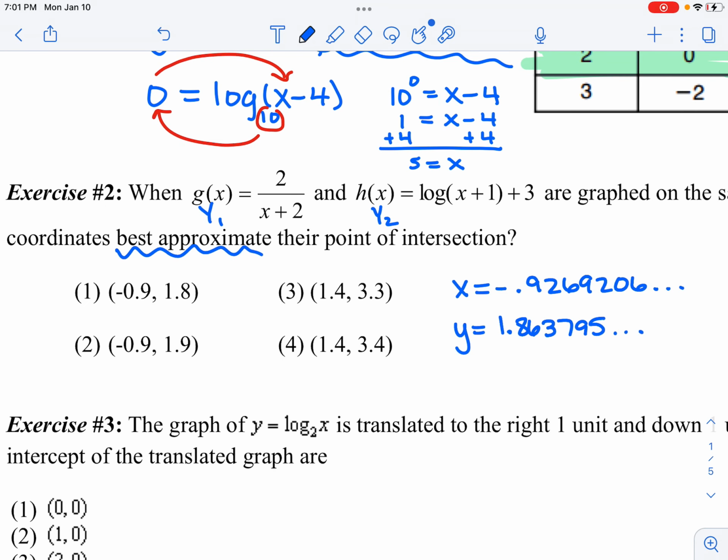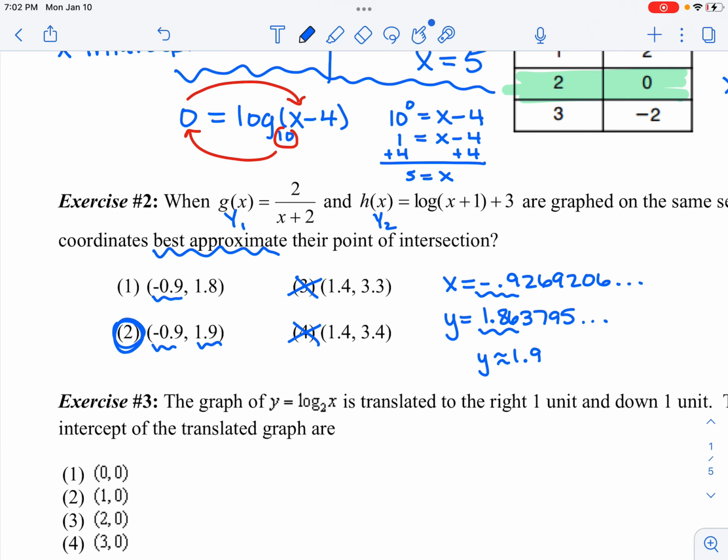So obviously all of these choices are slightly rounded. When I look at choice 3 and 4, they do not have the correct values. So let's get rid of those. Choice 1 and 2 both look close. They both correctly round the x to negative 0.9. When I look at the y, if I also round that to the nearest tenth, that should be 1.9, not 1.8. So choice 2. Choice 1 is just a rounding error.